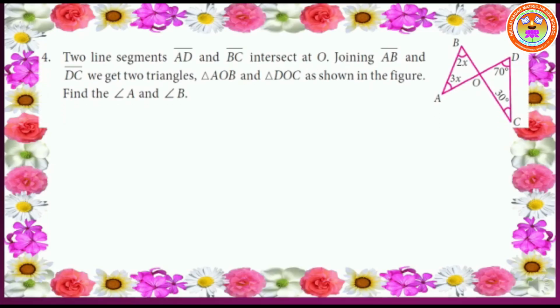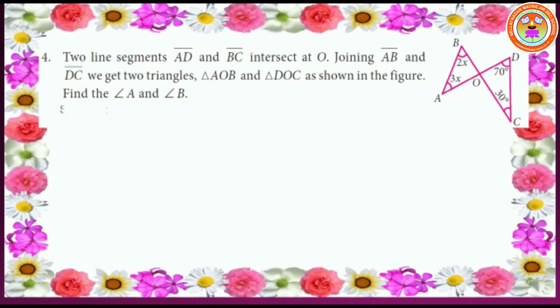Fourth sum, two line segments AD and BC intersect at O. Joining AB and DC, we get two triangles, triangle AOB and triangle DOC, as shown in the figure. Find angle A and angle B. So, it is given that there are two line segments AD and BC. Both the line segments intersect at a point O. Now, if I join the side AB and DC, we get two triangles, that is triangle AOB and triangle DOC. Now, I have to find what is the angle of A and angle of B.